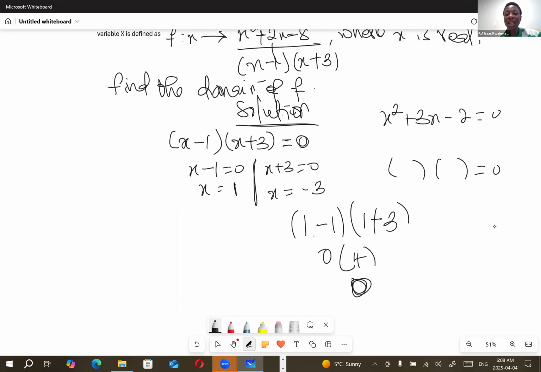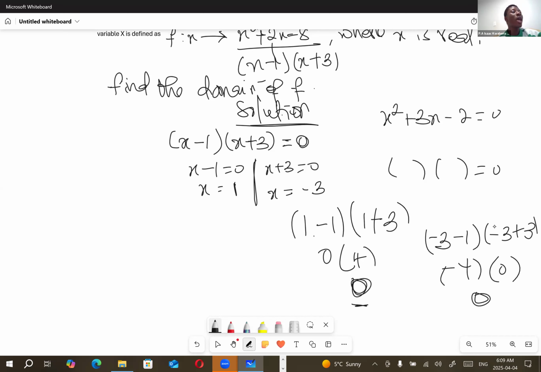Now, -3 is also another one. That means wherever you see x, you put -3 there. So -3 minus 1, then another bracket, -3 plus 3. -3 minus 1 is -4, times -3 plus 3 is 0. -4 times 0 is still 0.